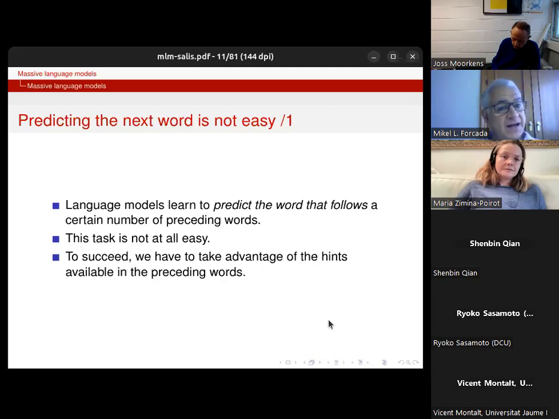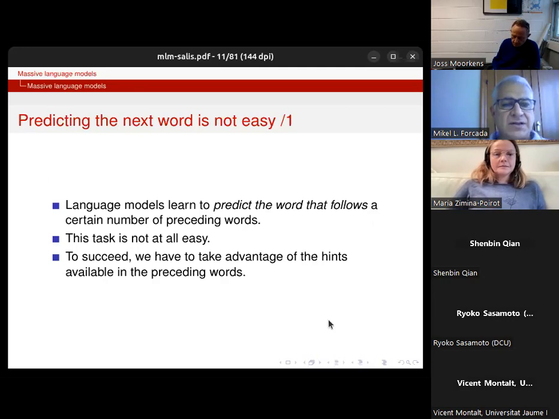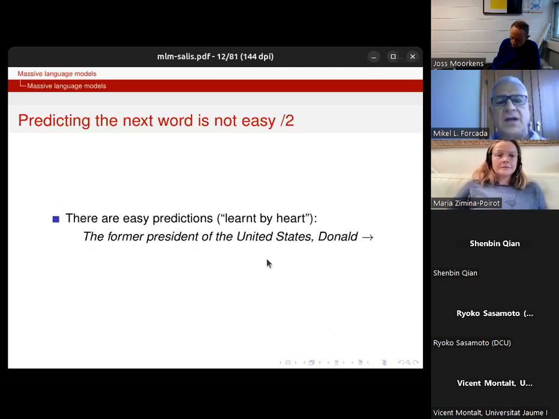And predicting the next word is not an easy thing. Many times it gets involved, and I will show you now, because language models learn to predict the word that follows a certain number of preceding words. But to succeed in that, they have to take advantage of the hints that they find in the preceding words. I'll show you a couple of examples. This is an easy one. If you have the former president of the United States, Donald, that's an easy prediction. It should be Trump.